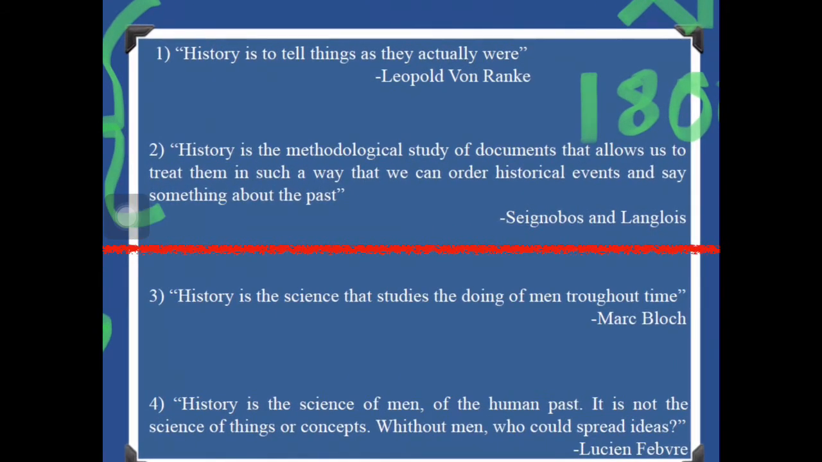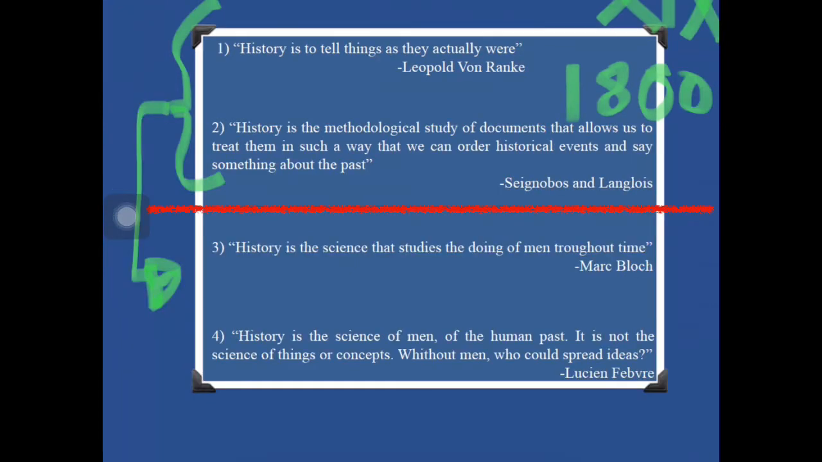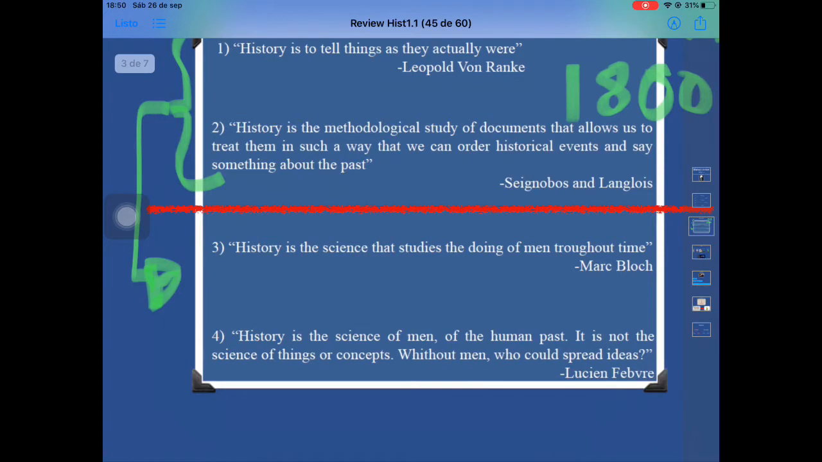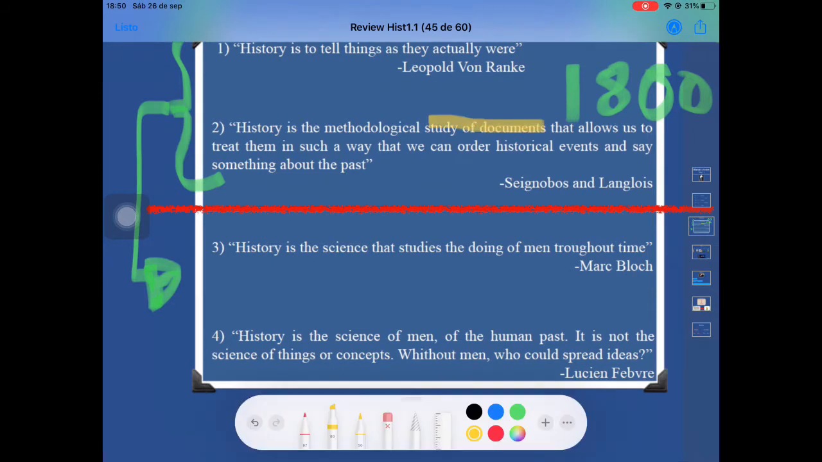So our second definition here, the definition coming from Seignobos and Langlois, who were the teachers of Marc Bloch, by the way. It says, history is the methodological study, so we follow a procedure in order to study documents that allow us to treat them in such a way that we can order historical events and say something about the past. So if you remember, we mainly have 2 problems with this definition, and it is this part over here, which is saying that history can only be made with documents, and the other one is that it is restricting history to the past.